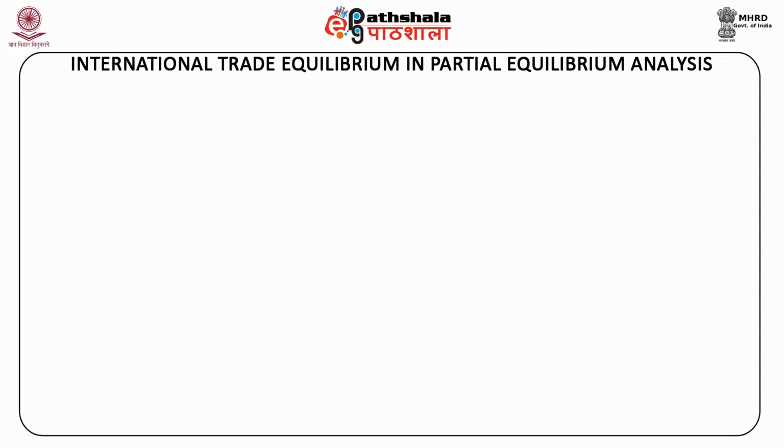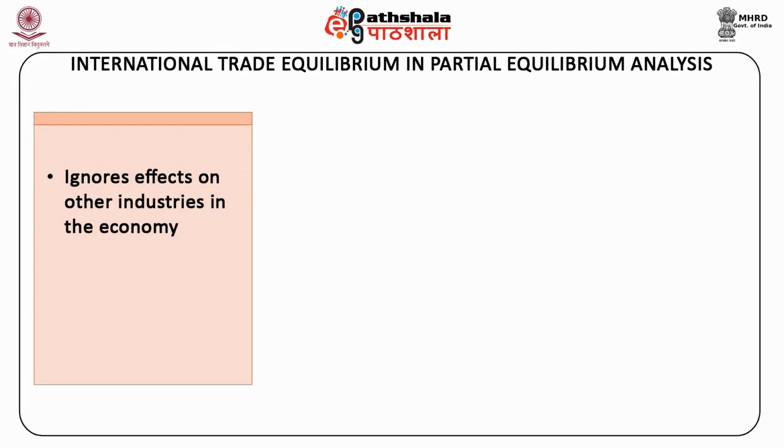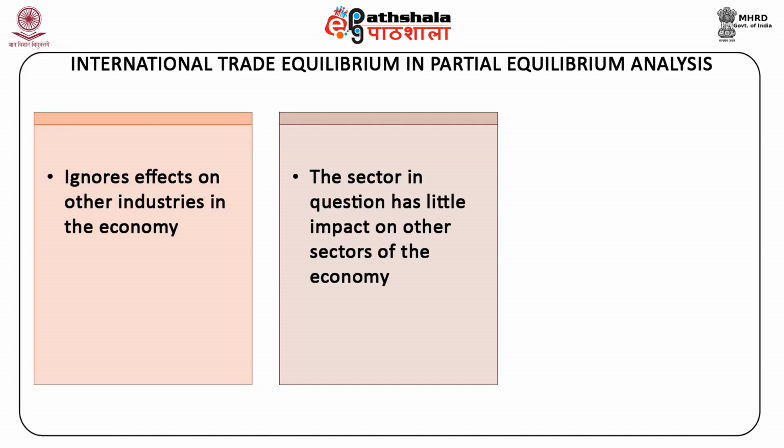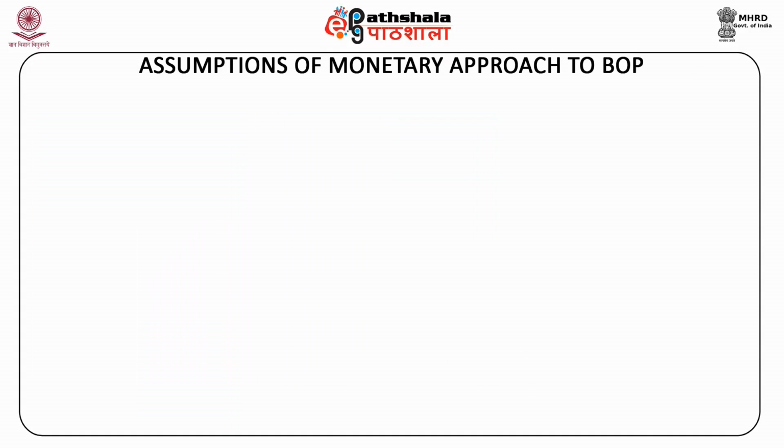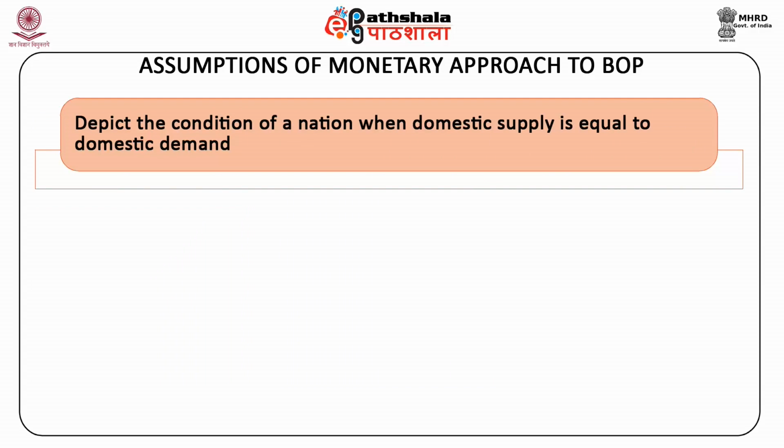A partial equilibrium analysis either ignores effects on other industries in the economy or assumes that the sector in question is very, very small and therefore has little, if any, impact on other sectors of the economy. Partial equilibrium analysis uses the domestic demand and supply to get the equilibrium. The international trade equilibrium conditions depict the condition of a nation when domestic supply is equal to domestic demand.